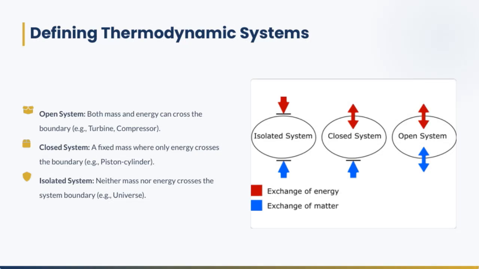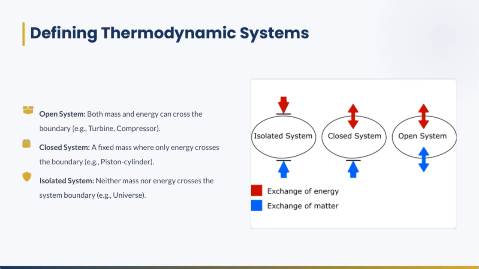Let's start by defining what we mean by thermodynamic systems. First, we have the isolated system. This is a system where nothing crosses the boundary, no mass, no energy. Think of the universe itself as an example. Nothing enters or leaves. It's completely self-contained.